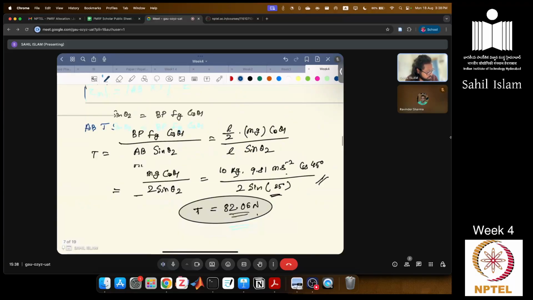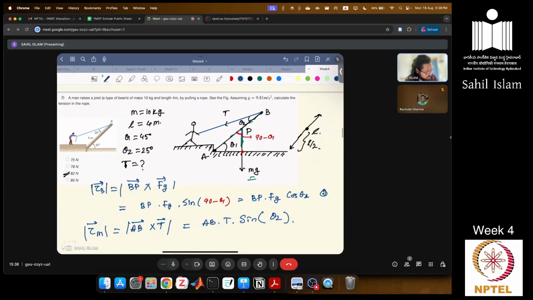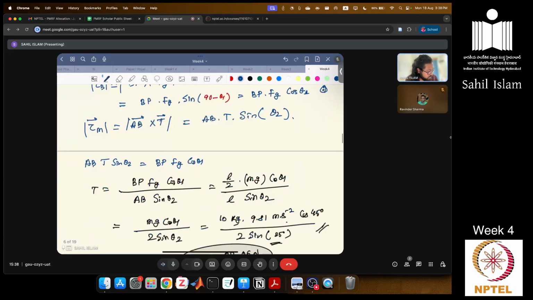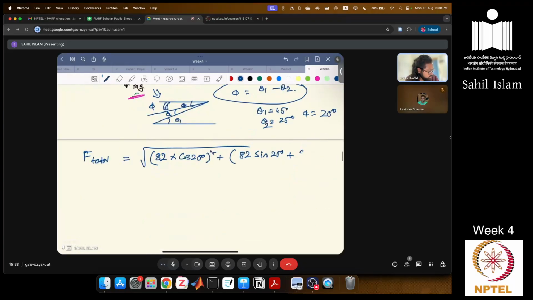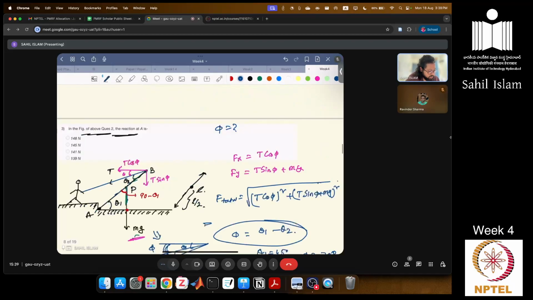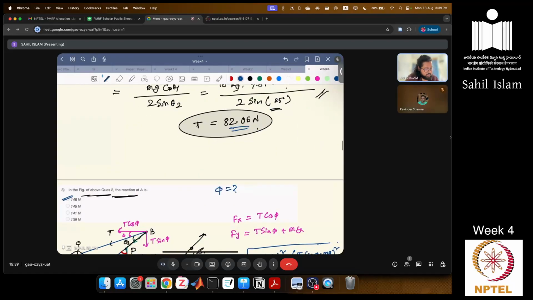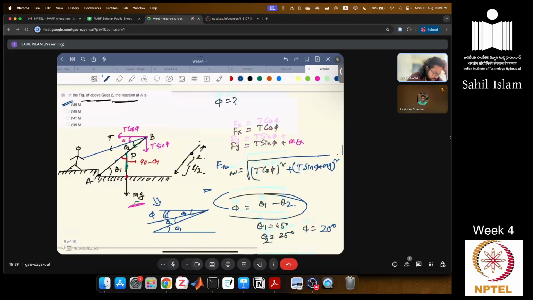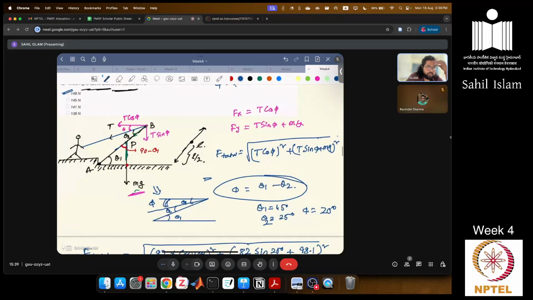So tension is 82 Newton, 82 times cos 20 degree squared plus 82 sin 20 degree plus mg. M was 10, g was 9.81, so 98.1 squared. So if you do the calculation, I have already done it, it becomes 147.8 Newton. So around 148 Newton is your answer. You understood, or did I go too fast?